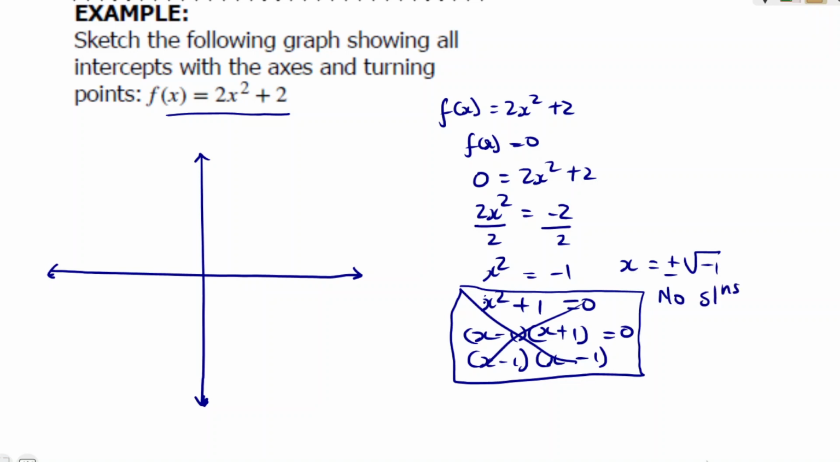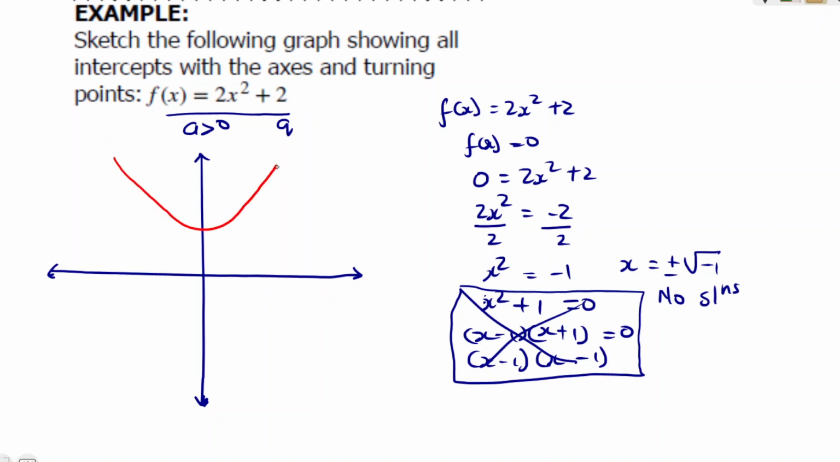So there are no solutions for x in this equation. That means that the graph does not cut the x-axis. So that's what it means. There are no solutions for x. So what now we know is q is 2. And we know that a is a positive value because it is 2. So that means this is a smiling graph.